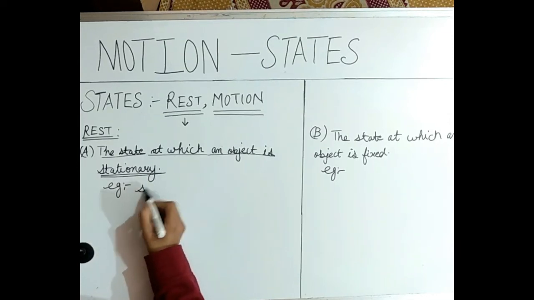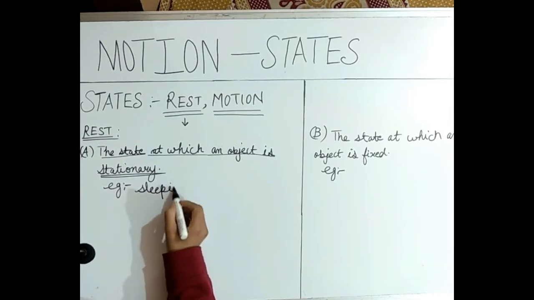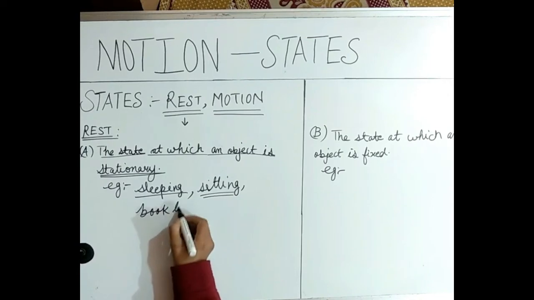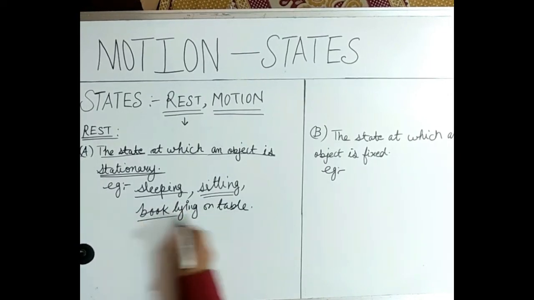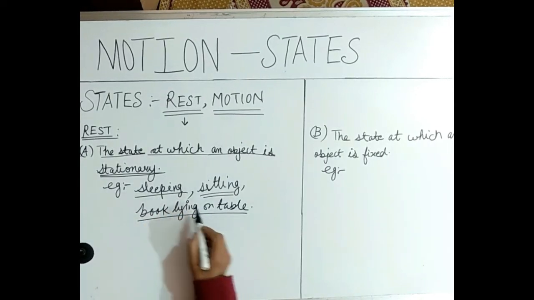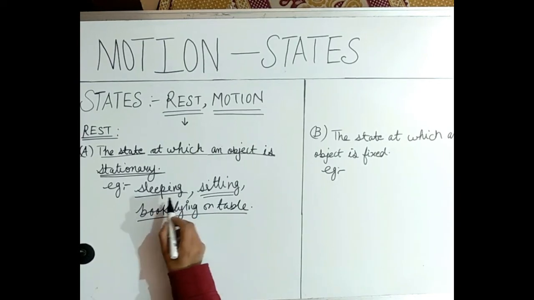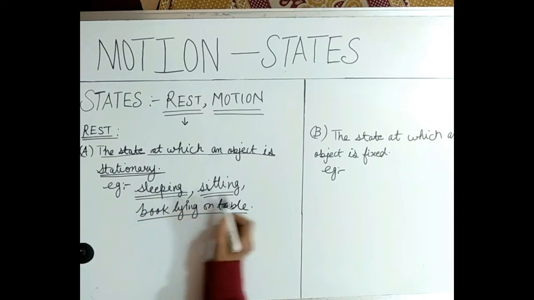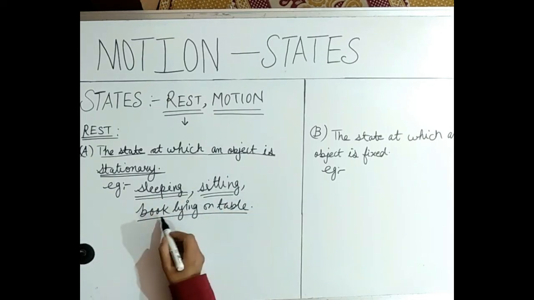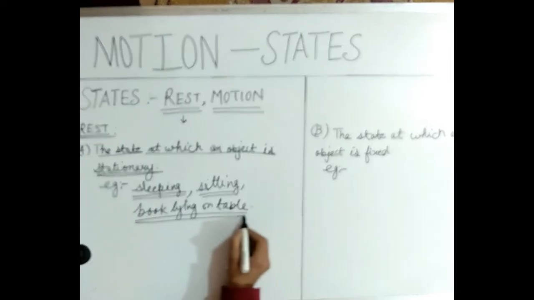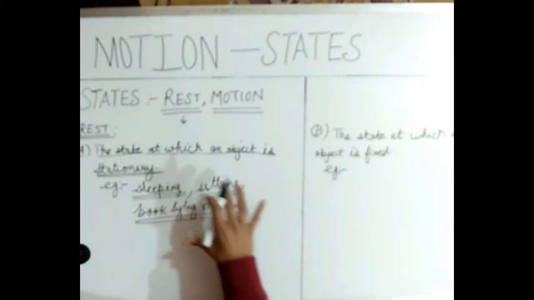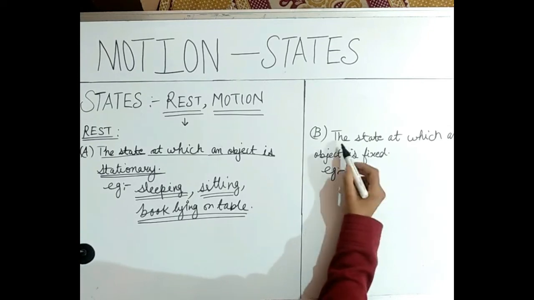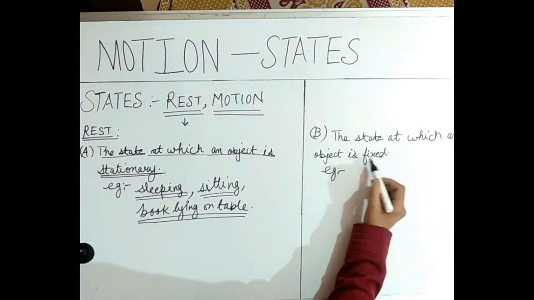For example, a person sleeping or a book lying on a table. In all these examples, you see the object is capable of moving, but at present it is in a stationary condition. Means the object is sleeping, the object is sitting, and the book is lying on the table. When we compare this with the second definition, it says rest is the state at which an object is fixed.